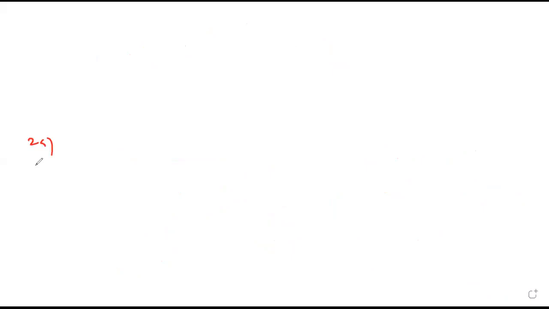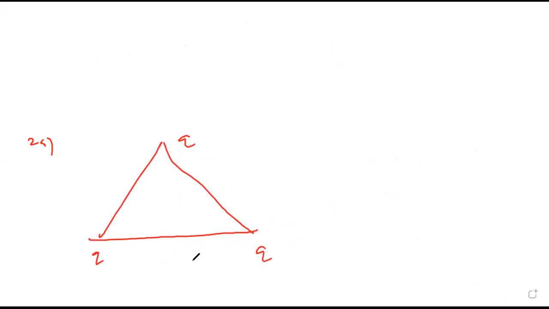Three charges of plus Q are placed at the corners of an isosceles triangle, where BC equals AC. Triangle ABC with sides BC, AC equal to 2A. D and E are the midpoints of sides BC and AC.